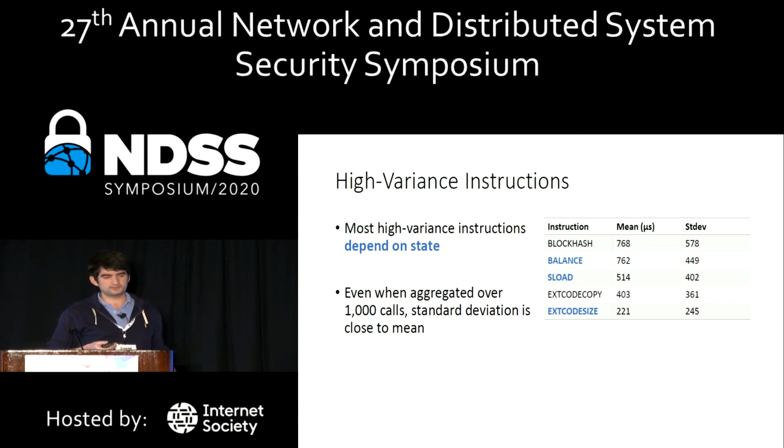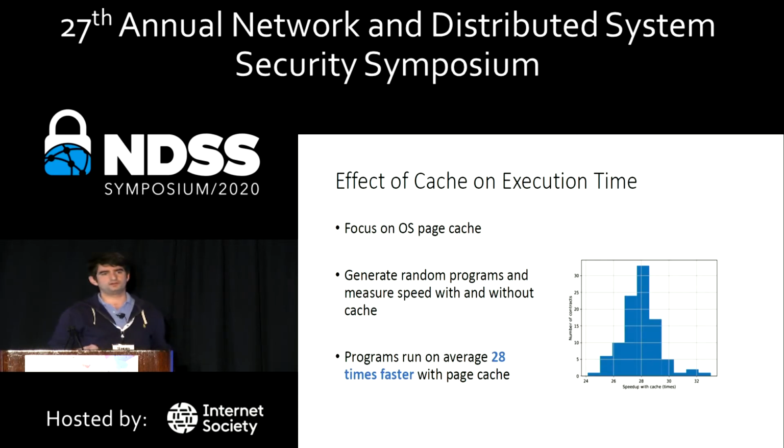The important thing is to see that everything that we read from the state has a fairly high variance. Obviously for this kind of thing, this variance mostly comes from caching, so we wanted to see what the effect of this caching was. What we did here is we looked at the page cache, generated some random contracts, and executed them with and without this cache. And we saw that on average, the program's execution time was improved by 28 times with the cache available. And obviously, this is modeled nowhere in this gas pricing.